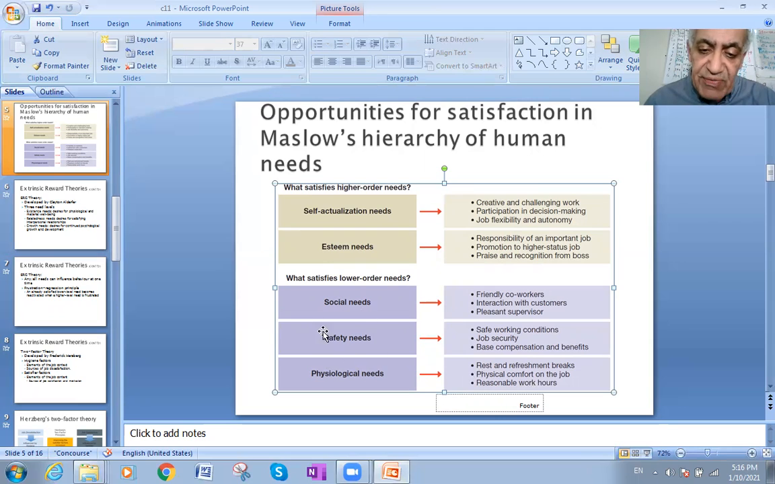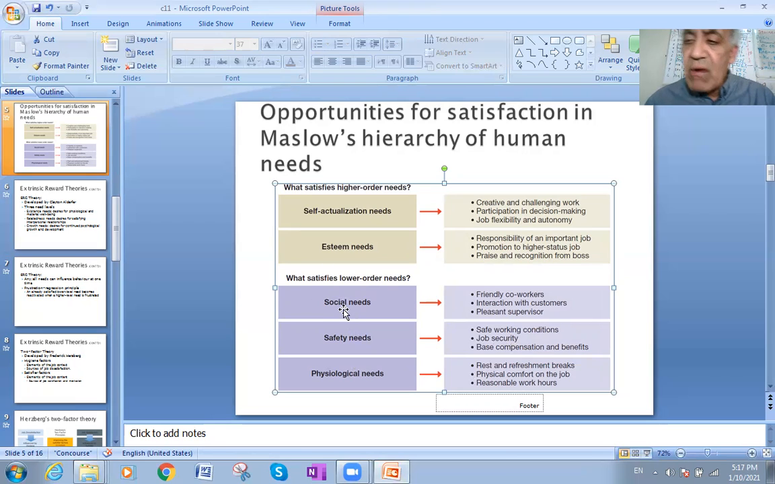The second thing is satisfying safety needs. How will I apply these needs in the organization? Like this: I will give them safe working conditions, I let them work in safe conditions. I will give them job security, so they won't feel that they will be dismissed at any moment. And I will give them compensation and benefits according to the way they are working. So, like this, they will feel safe.